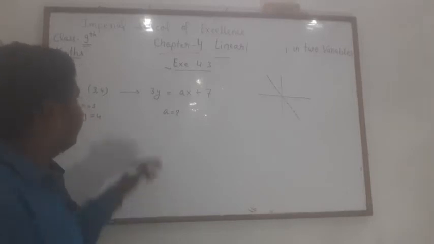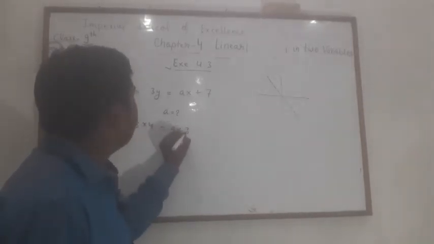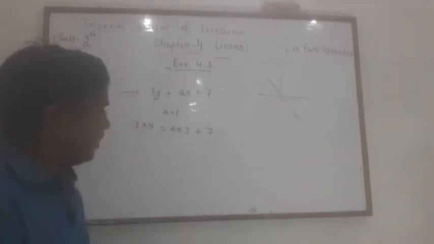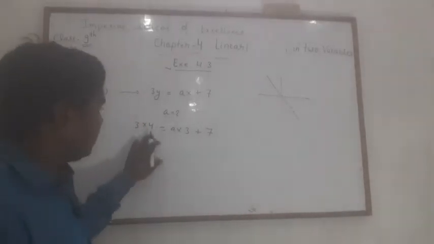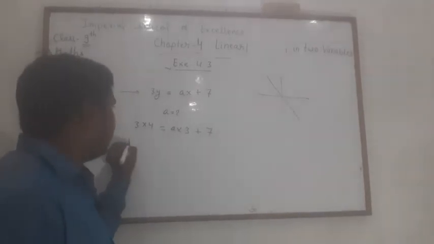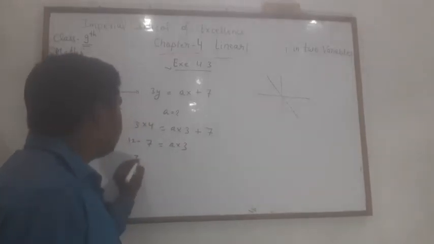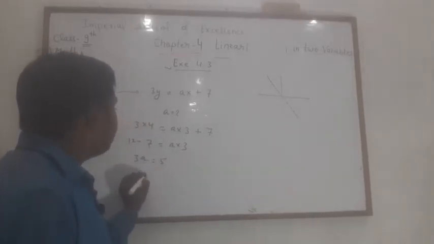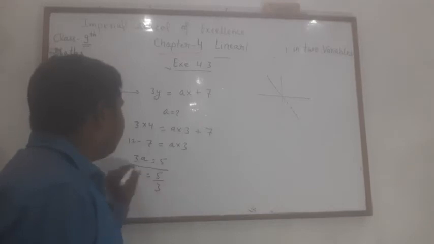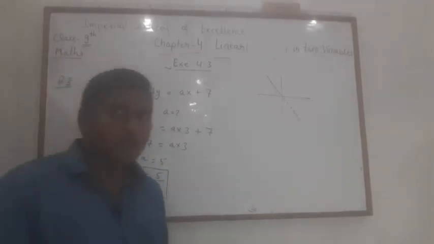So now put it, so this is 3 into 4, this is equal to a into 3 plus 7. Now it will be 3 4 ja 12 and this is 7, 7 को इधर लाएंगे तो it will be minus 7, 12 minus 7, this is equal to a into 3. So this 3a is equal to 5 and a is equal to 5 by 3, and this will be the answer. So this is how you will do these questions.